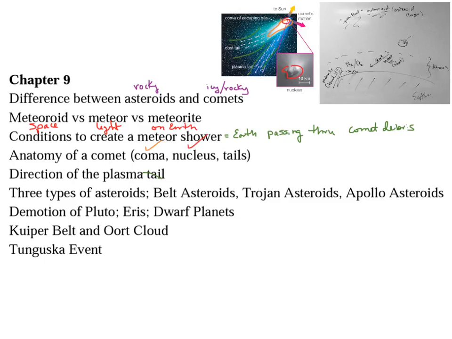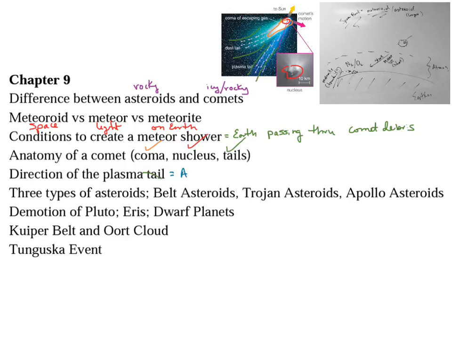Let's see, comets. So the anatomy of a comet. You need to know the coma. If we start with the nucleus, that's the rocky part of the comet. Then it kind of fizzes into this spherical region called the coma. And then we actually have two tails, but as long as you generally know the tails, there actually is a plasma tail and a dust tail.